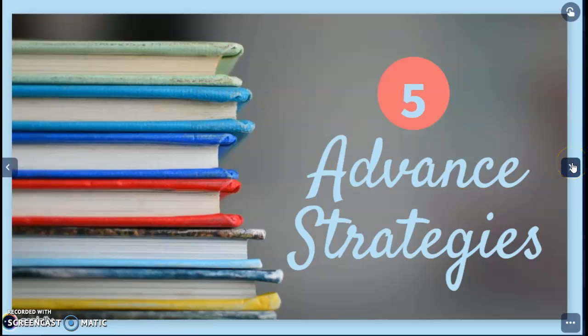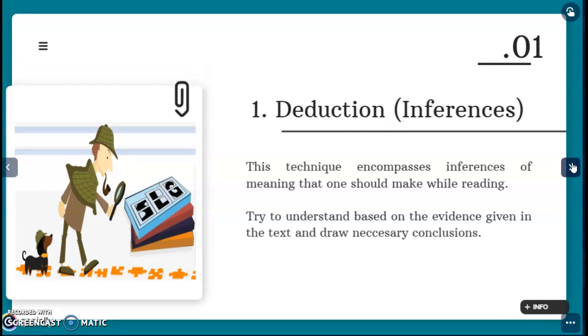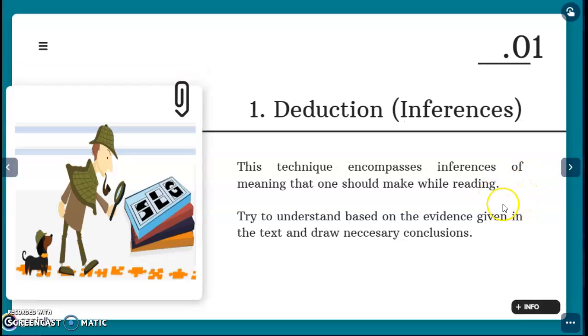Now let's continue with 5 advanced strategies. We had the first one, deduction. This technique encompasses inferences, meaning that one should make while reading. Try to understand based on the evidence given in the text and draw necessary conclusions. This technique can save lives while taking the TOEIC test.